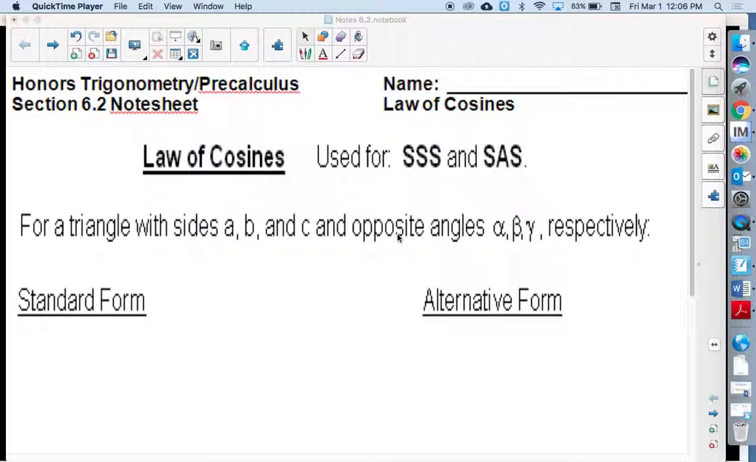Triangles where you don't have the side across from the given angle, and we have to still be able to see if we can solve those triangles as well. So we're going to look at the other set of formulas, and that's for the law of cosines. And this is in your packet on page 13.